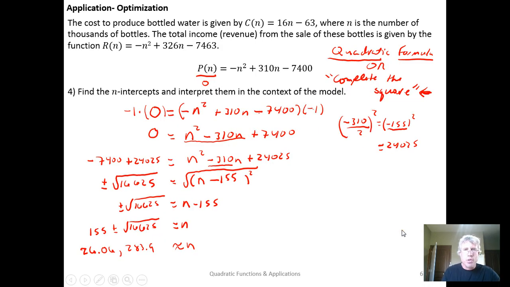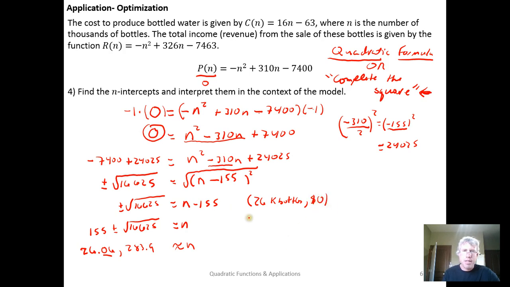So the intercepts are ordered pairs, so I'm going to put these into an ordered pair form. I'm going to recognize I can't sell partial bottles, so I'm going to go ahead and just round them to the nearest bottle. So I'm going to say the first intercept is telling me that if I sell 26,000 bottles, my profit will be $0. I broke even. I haven't made money.